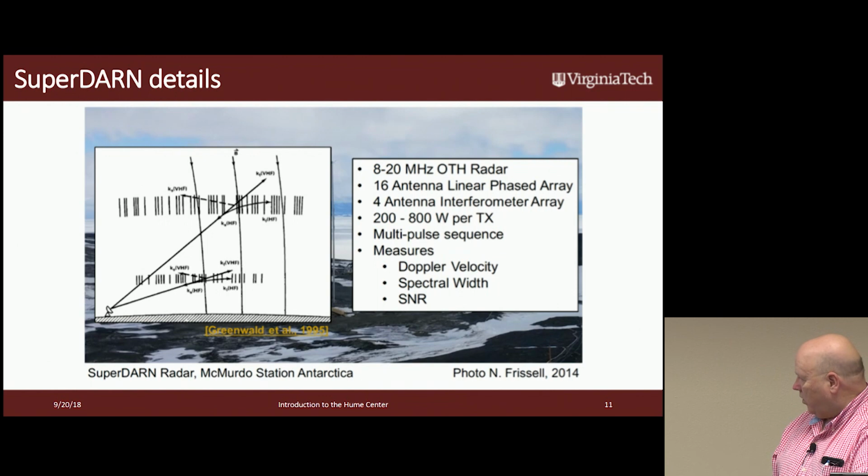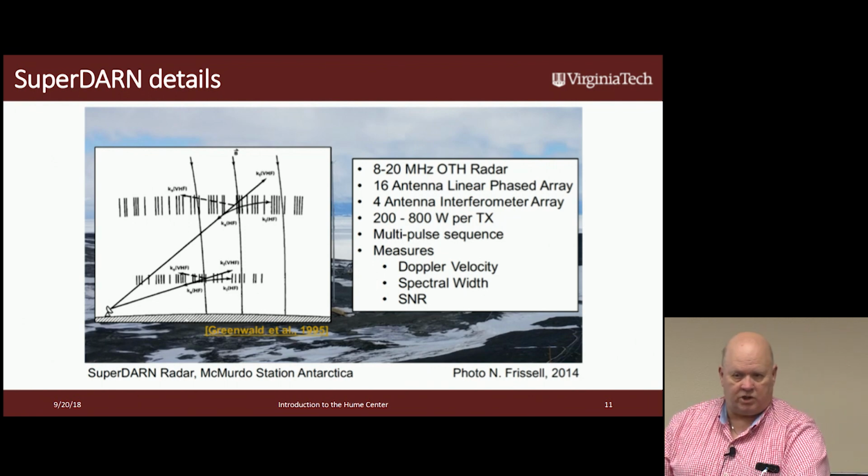Okay, so this is how it works. You send out staggered pulses at different rates and spacings, so you can tell the difference between one set of pulses and another. It removes the ambiguities when transmitting these pulses and them returning to you. It transmits between 8 and 20 megahertz, has a 16-antenna linear phased array for receive, a 4-antenna interferometry array, 200 to 800 watts, and multi-pulse sequences. It measures Doppler, spectral width, and signal-to-noise ratio.